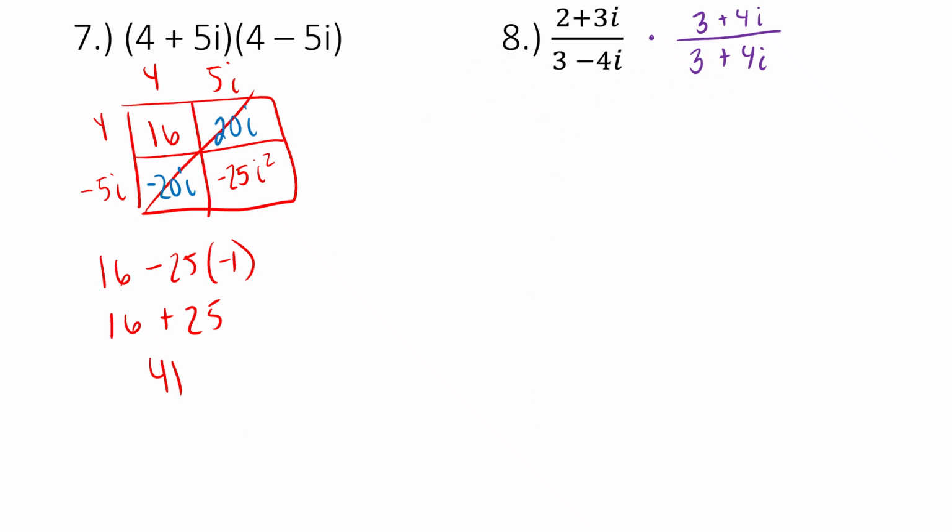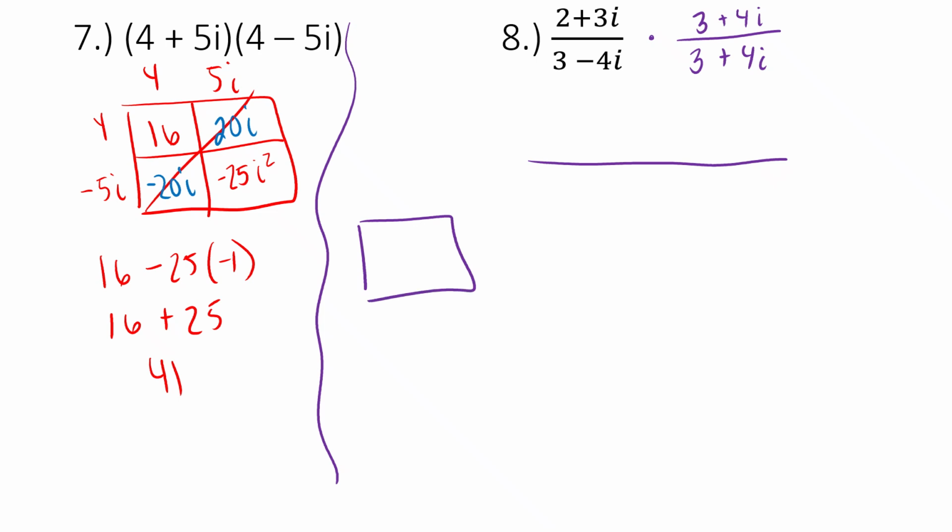So now we probably need some space for some scratch work. So I'll tuck that over here. We've got 2 plus 3i times 3 plus 4i. This is my numerator. So this will be 6, 9i, 8i, and 12i squared. 9i plus 8i is 17i.